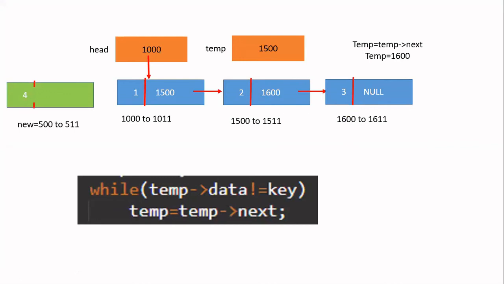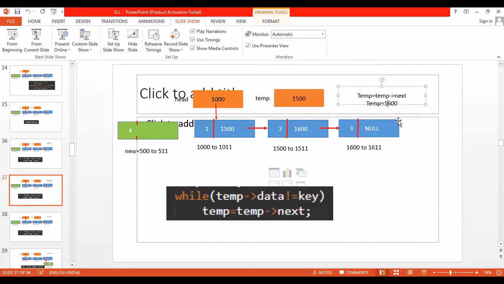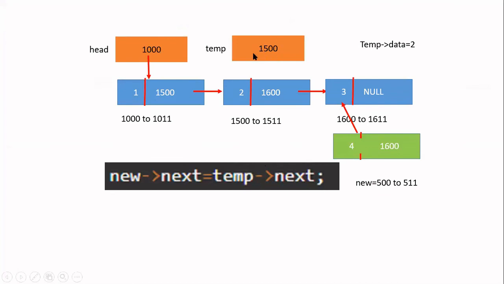At this stage, what is your temp? It is containing only 1500. Let me change the slide, otherwise you will be confused. So now temp is containing only 1500, right? Then what do I have to do? I have to create this link. How to create this link? This 1600, that is the starting address of this, I have to store here.